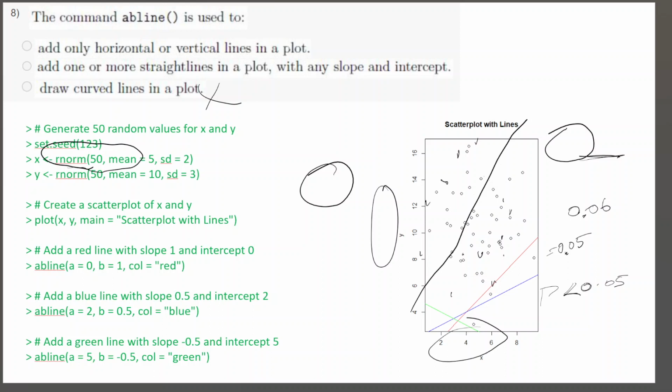In abline, a is the intercept and b is the slope. So we can draw one or more straight lines in a plot with any slope and intercept. That is the answer. Only horizontal lines is not the correct one.